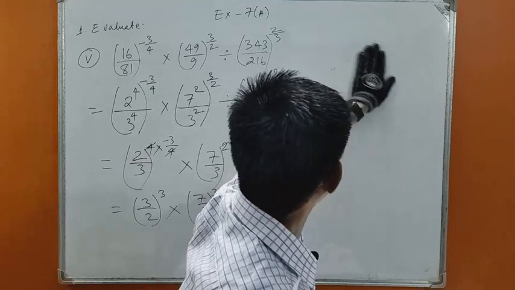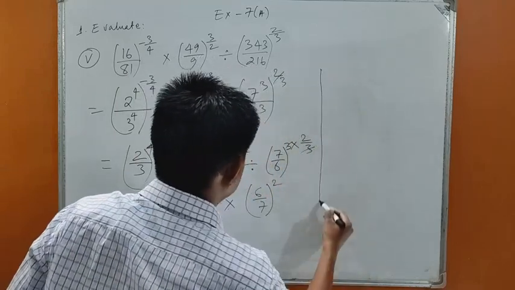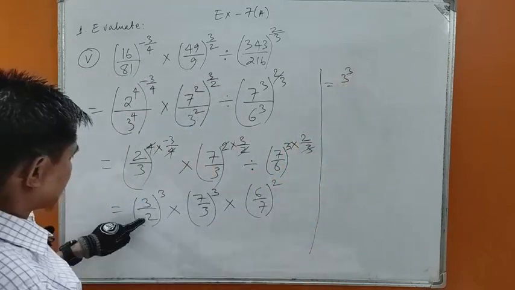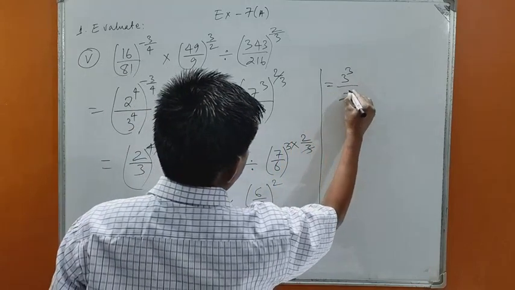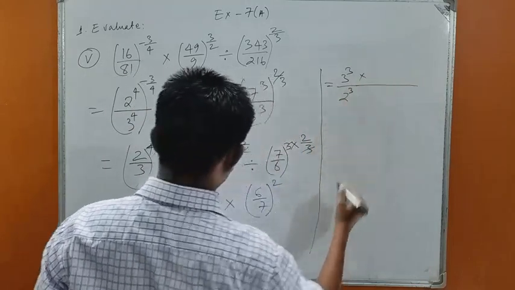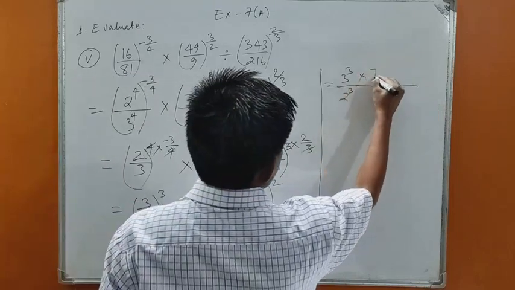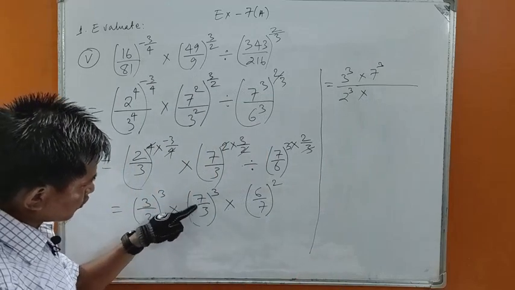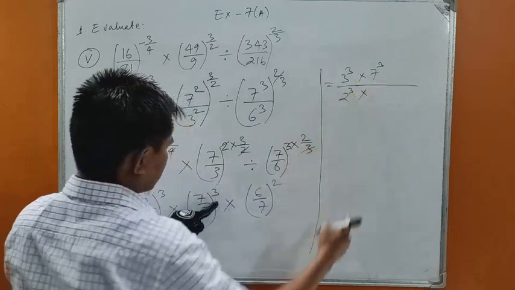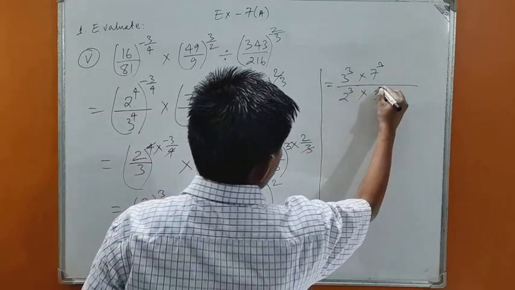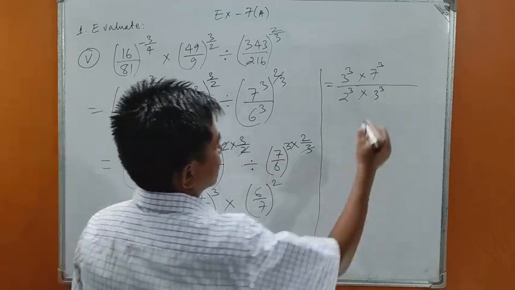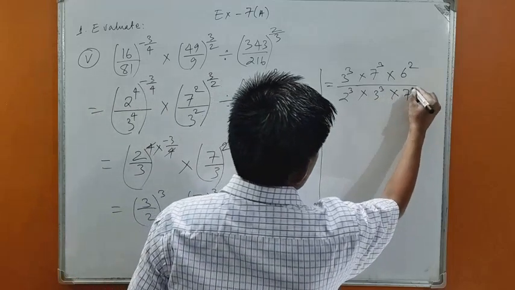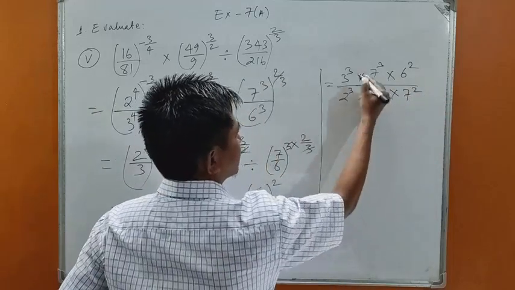Now let me continue the sum here. So this 3 cubed I write as it is, 3 cubed upon 2 cubed, into this 7 cubed upon 3 cubed. This cubed is for both 7 and 3, isn't it? So 7 cubed, 3 cubed is 3 cubed, okay, and into 6 square upon 7 square, isn't it? 7 square.